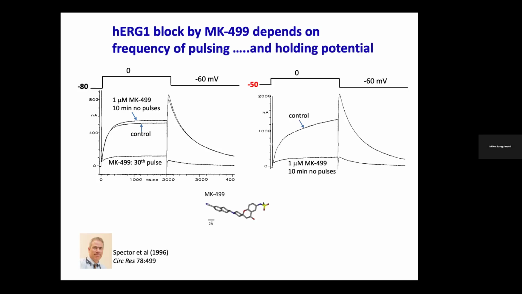You could also get block using this same protocol, but hold at minus 50 millivolts instead of minus 80, so a more depolarized potential, and you get a similar block. And again, if you look at the activation curve, at minus 80, all the channels are closed. At minus 50, there's a slight number of channels that are open. So the interpretation here would be that channels that are blocked by the drug require that they be opened first.